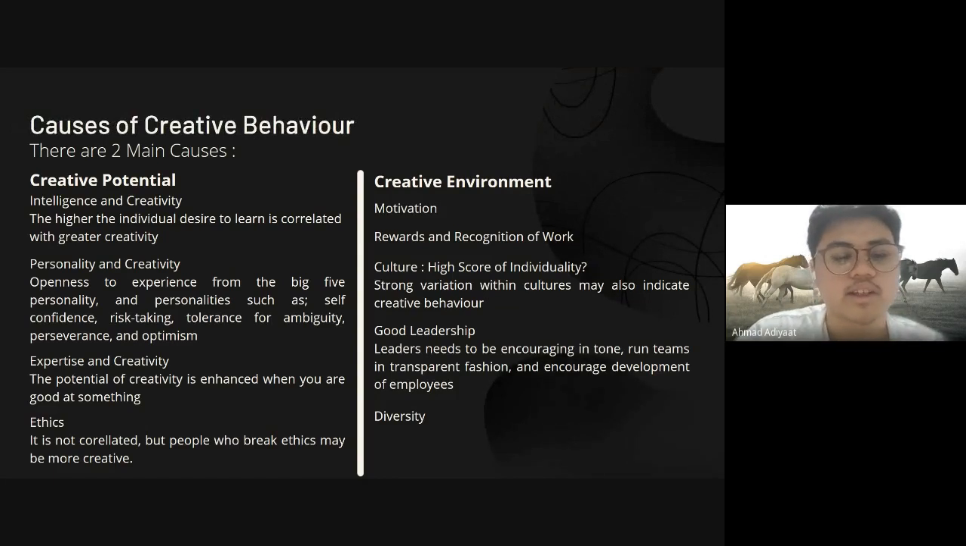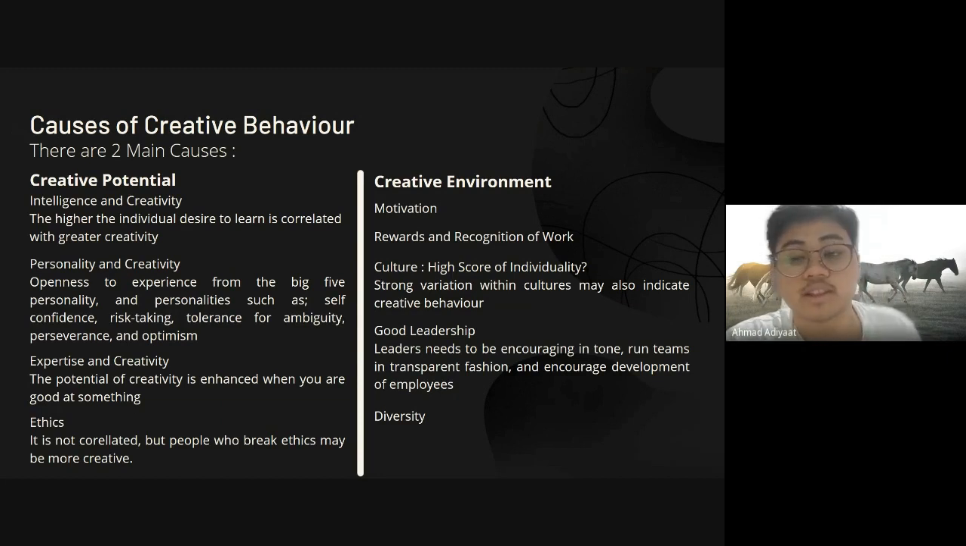So, in the causes of creative behavior, there are two main causes: the creative potential and the creative environment. The creative potential is highly correlated with the individual, like intelligence. So the higher the intelligence, the individual's desire to learn can be correlated with greater creativity, and personality. From the previous chapter, I think we discussed openness to experience as a personality. So this correlates to creativity. And other personality traits such as self-confidence, risk-taking, tolerance of ambiguity, perseverance and optimism can help people become more creative in their thinking.